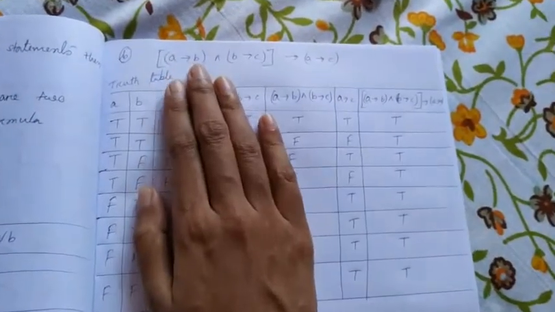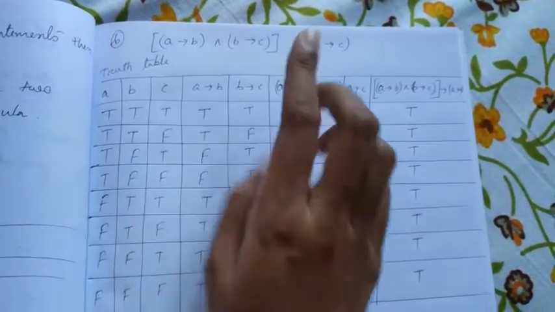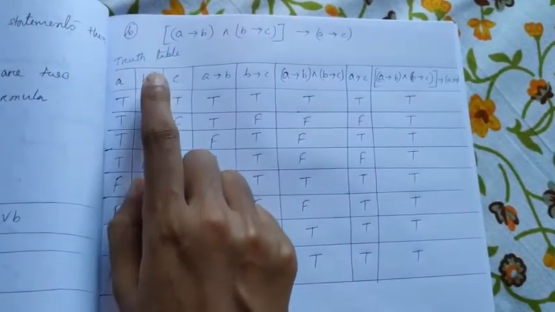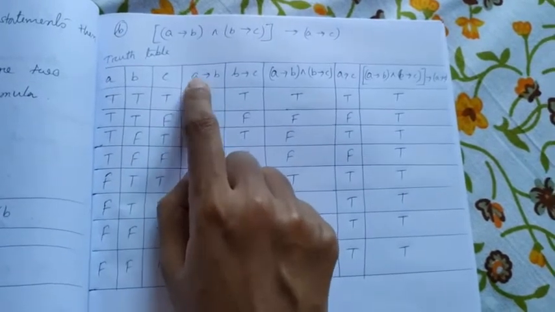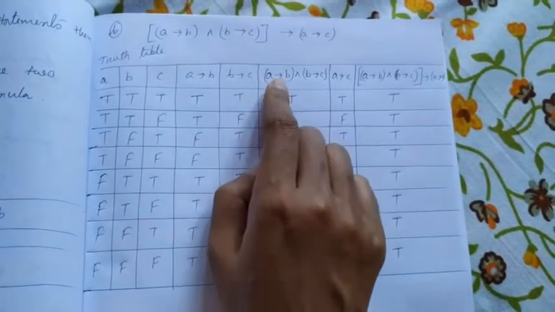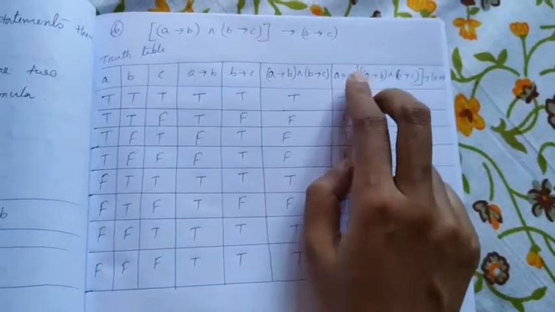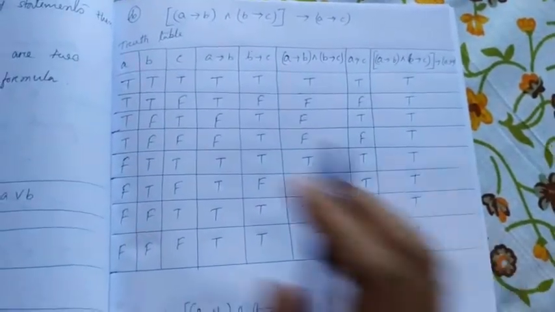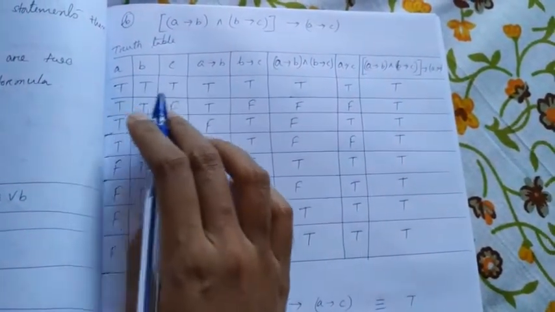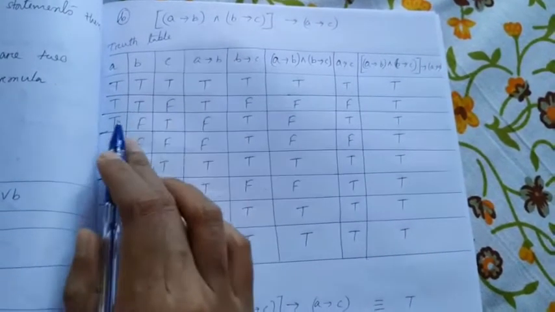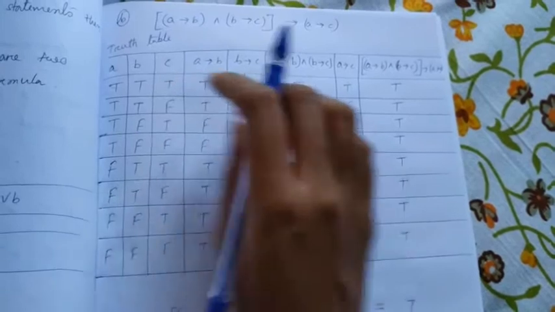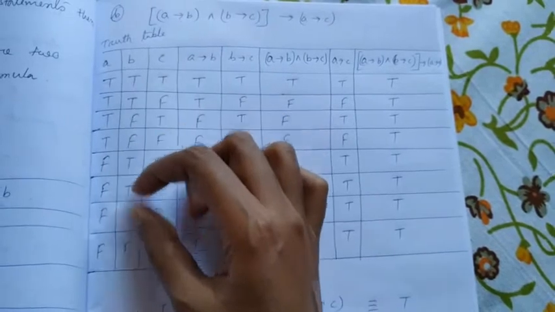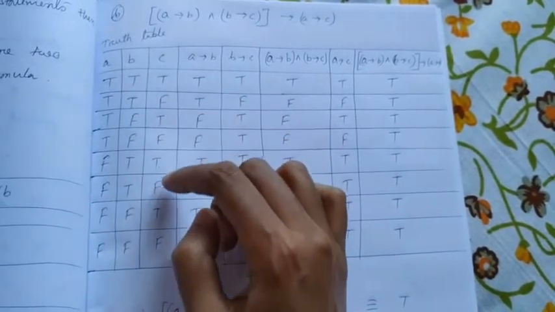Question number 2, you have to prove this one. Here A, B, C are three statements, so you have to make the truth table like this. First of all, A, B, C, then if A then B, if B then C, the conjunction of these two, if A then C, and ultimately this one. The possible outcomes will be true true true, true true false, true false true, true false false. So first write four true then four false, then two true, two false, and alternating true false, like this.